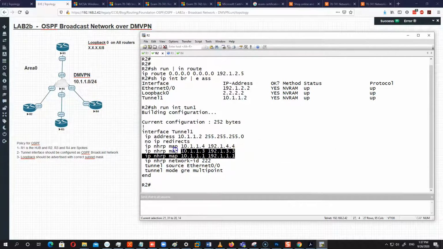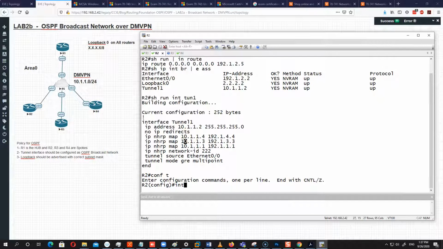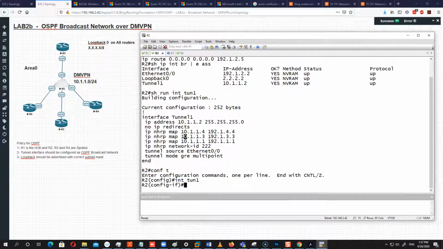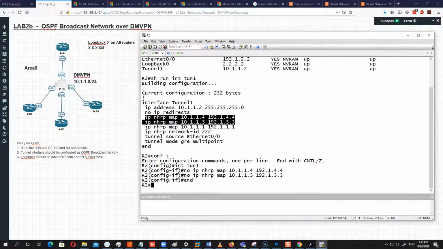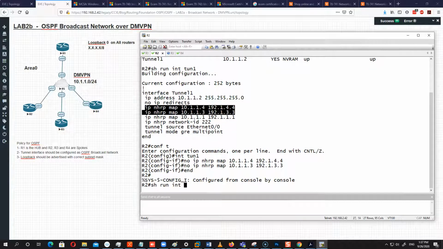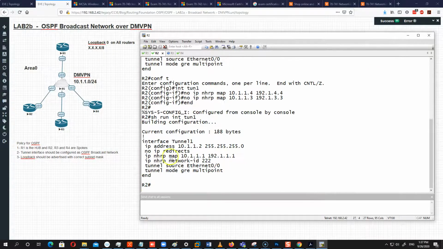So I think we should remove this. We should not have it. We should only have it for router number 1, which is the hub, right? So let me quickly remove it. I think I copied it from my previous configuration. So when you copy, you find these mistakes. So let me do that. Now if I look at tunnel 1, you see that we only have router 1 information and nothing else.